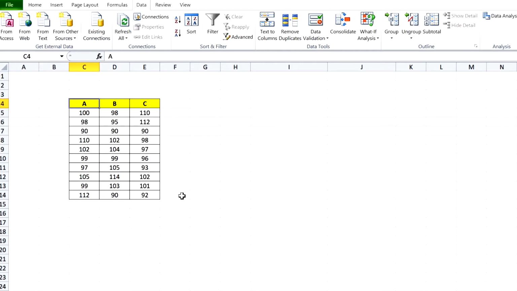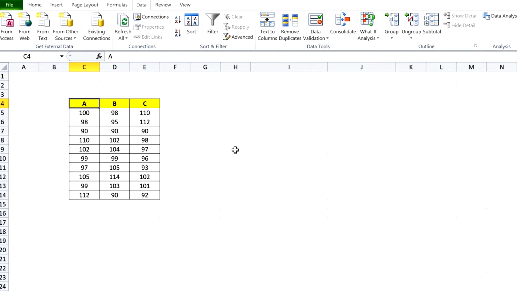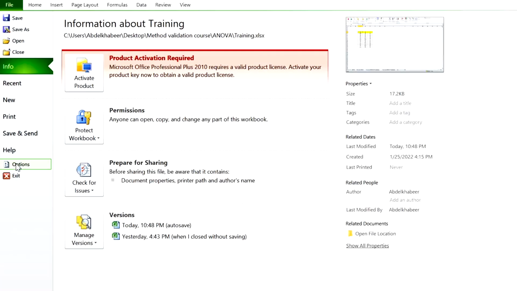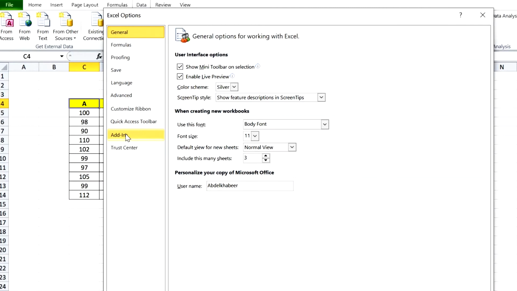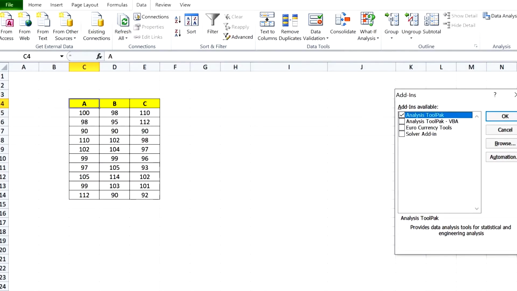Then if I want to calculate this directly using the Excel sheet, I can go to Data, then Data Analysis, then ANOVA: Single Factor, using one-way ANOVA. If you don't find Data Analysis here, you can go to File, Options, and here Add-ins, Excel Add-ins, then Go.